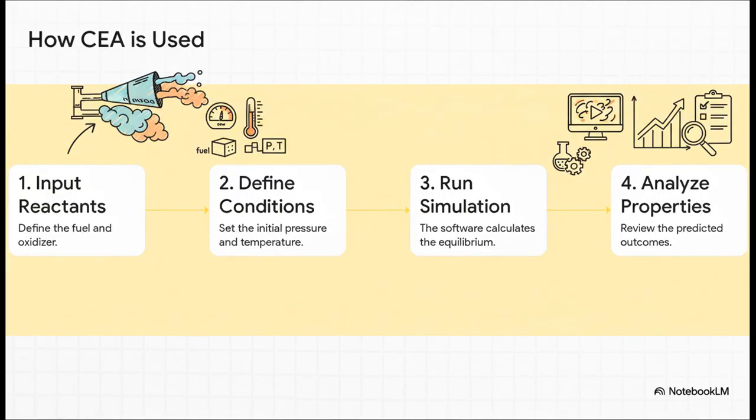So how does an engineer actually use this thing? Well, it's a pretty logical process. First, they tell the software what they're mixing together. You know, the fuel and the oxidizer. Step 2, they set the starting conditions, like the initial pressure. Then they hit run, and CEA does all the heavy lifting, calculating that final equilibrium state. And finally, they get to analyze the results and see if the performance is going to meet their goals.